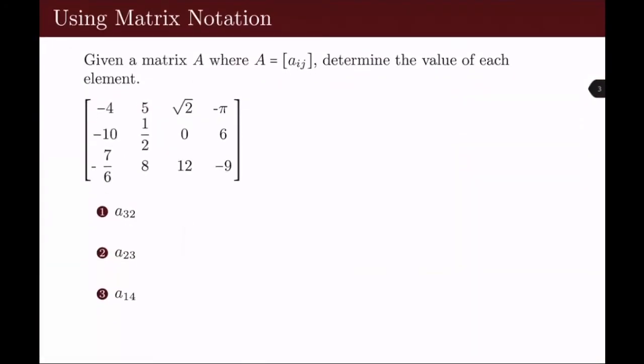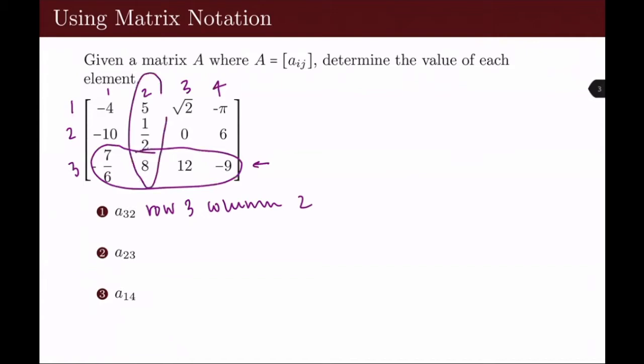Okay, so next we want to use the matrix notation. Essentially the A with the subscript denotes the spot in the matrix. We've got row 1, row 2, and row 3. Across the top, we'll have column 1, column 2, column 3, and column 4. So A32 means row 3, column 2. So we're looking here on row 3, and then we're looking in column number 2. That gives us this here, 8. So A32 is going to be entry 8.